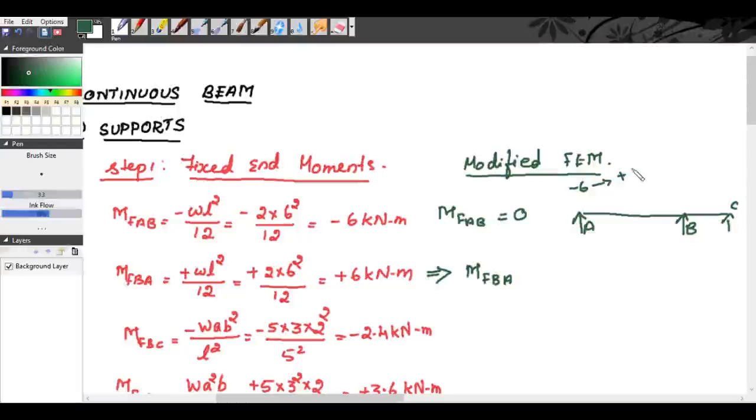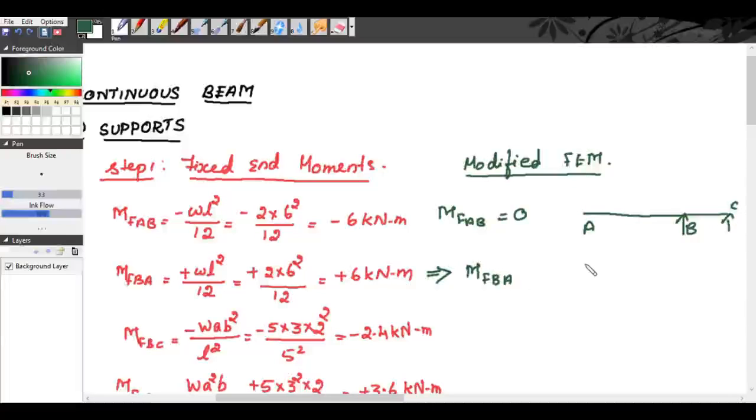So that means you have to give plus 6, and after balancing, half of this plus 6 is transferred to the intermediate support. B is the intermediate support, half of 6 is 3, and A is the extreme simple support. So 3 kilonewton meter is transferred to the joint B. So what you get is minus 6 kilonewton meter, and this minus 6 should be balanced.